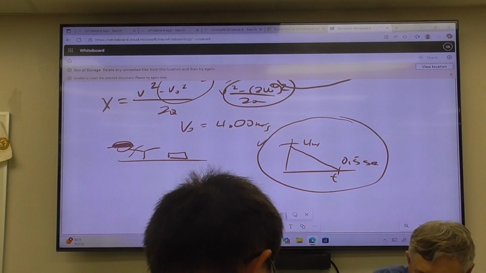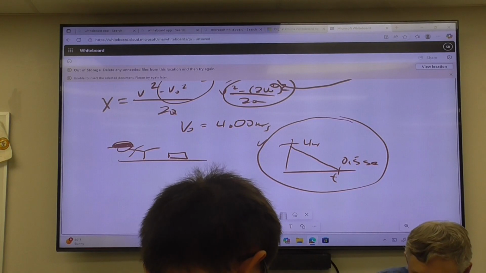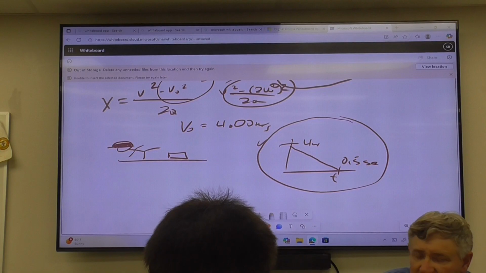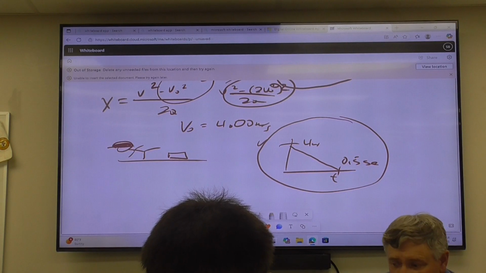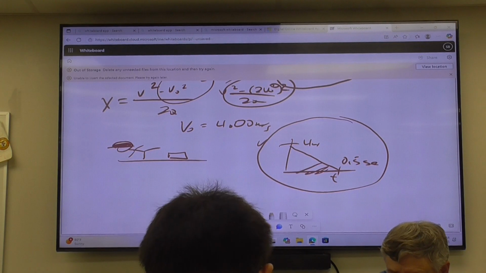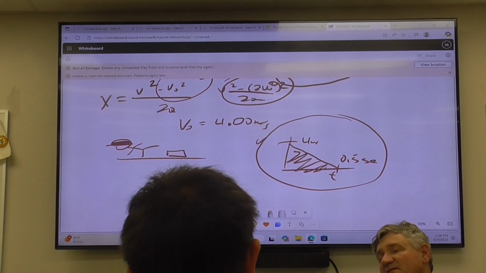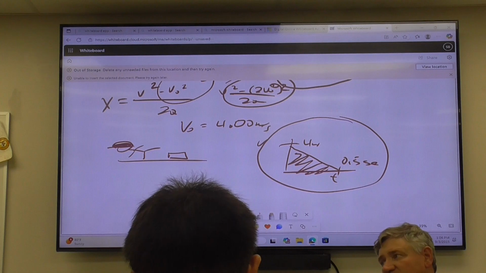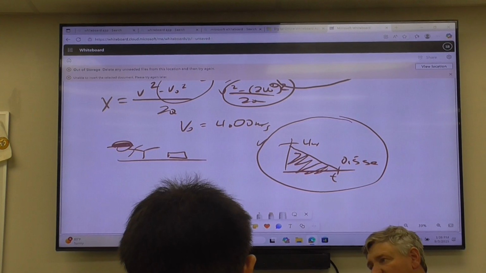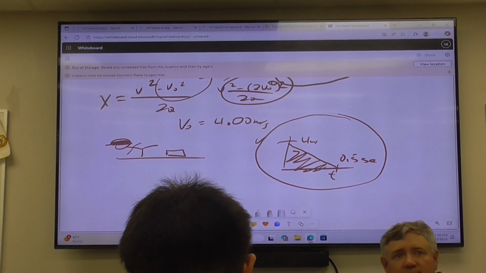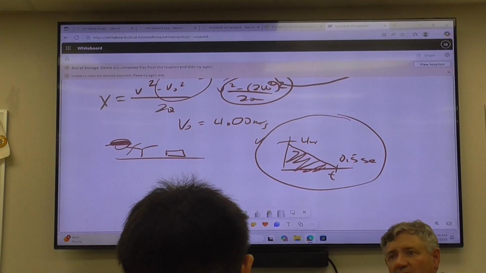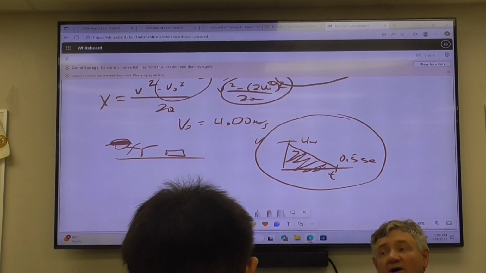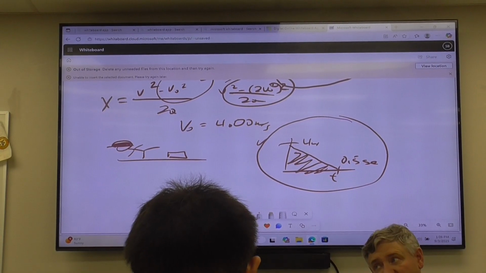Now, let's talk about how far the runner slid. There's some different options that you could do. If it were me, I'd just go to the velocity time graph and find the area underneath that graph. You know the initial velocity is 4. There's your height. The base is a half a second. Find the area. Okay? That's the easiest way to find the displacement. There are others, but that's the easiest way.